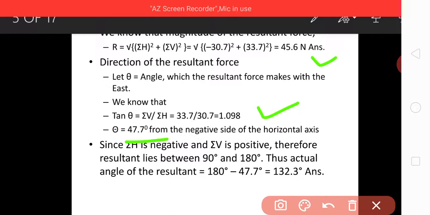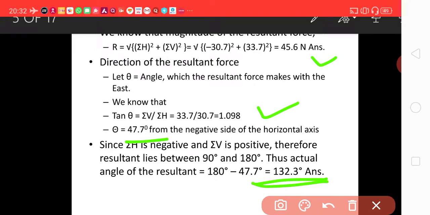Since summation H, the horizontal component of all the forces, is negative and summation V is positive, the resultant will lie in the second quadrant. Thus, the actual angle of the resultant force will be 180 minus 47.7, that is 132.3 degrees.